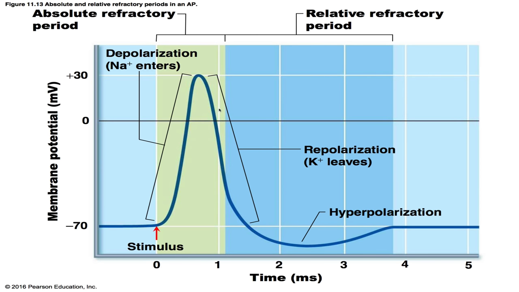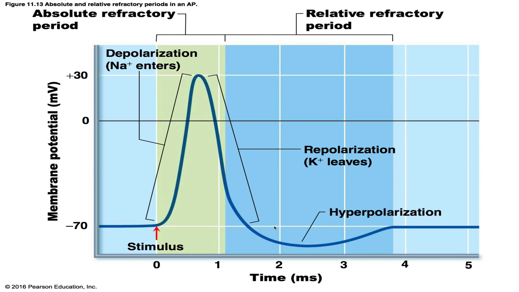What's happening is that the inactivation gates at the sodium voltage-gated channels come in and close the sodium channel, so now no more sodium is able to enter. At the same time, the voltage-gated potassium channels open up, and potassium starts to leave. As the potassium is leaving, we get this repolarization. So remember, two things are happening: first, potassium is leaving, and second, no more sodium is entering. This is why we're moving back down to this negative 70 point.